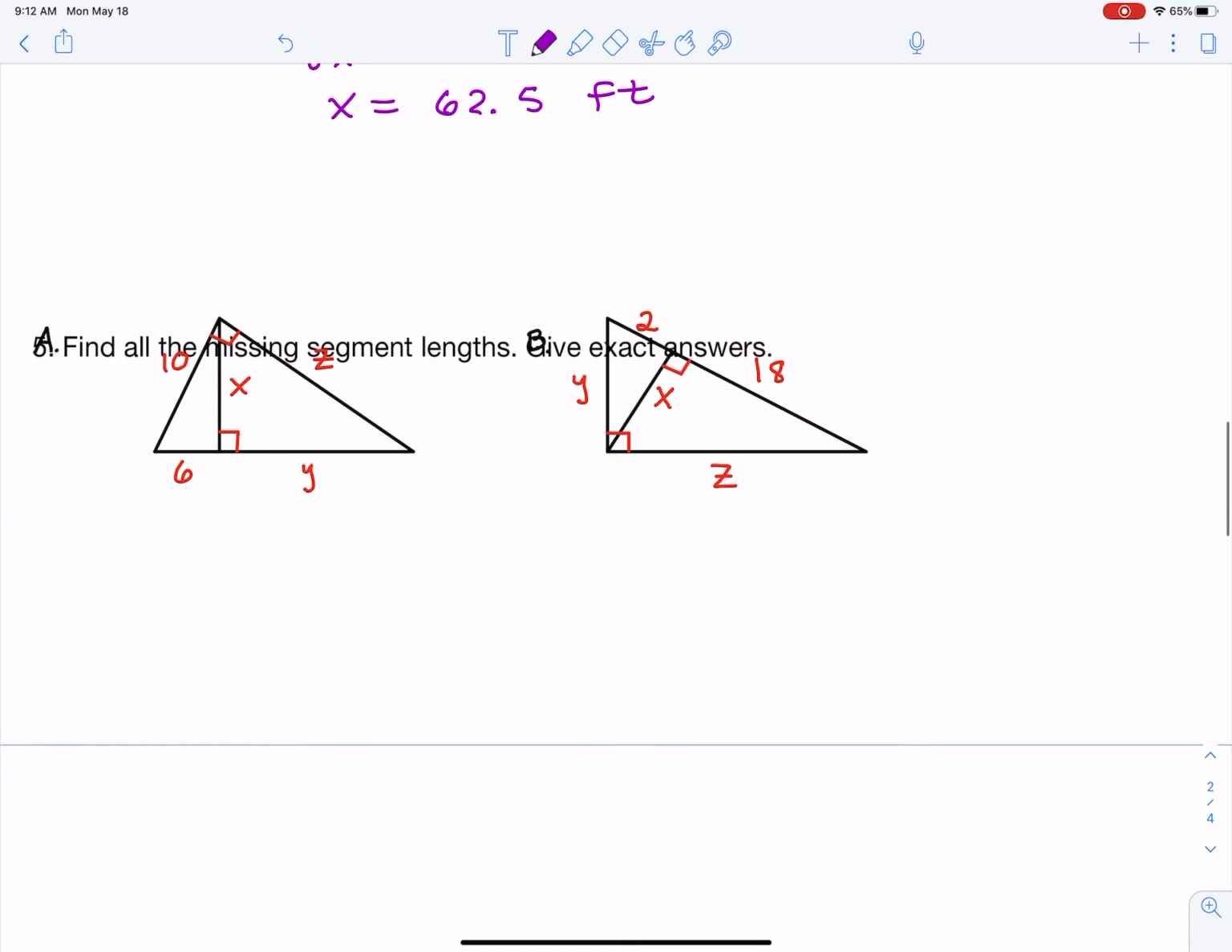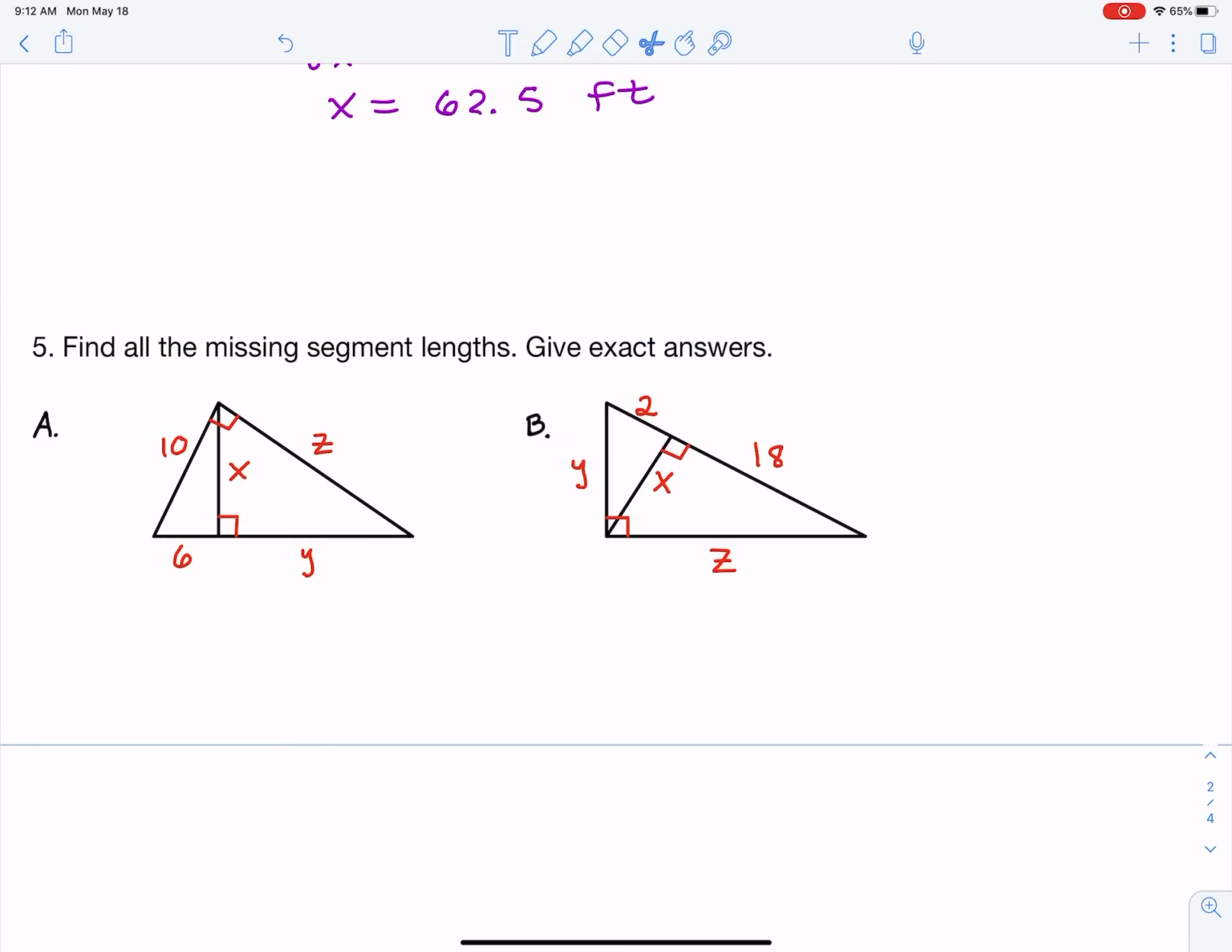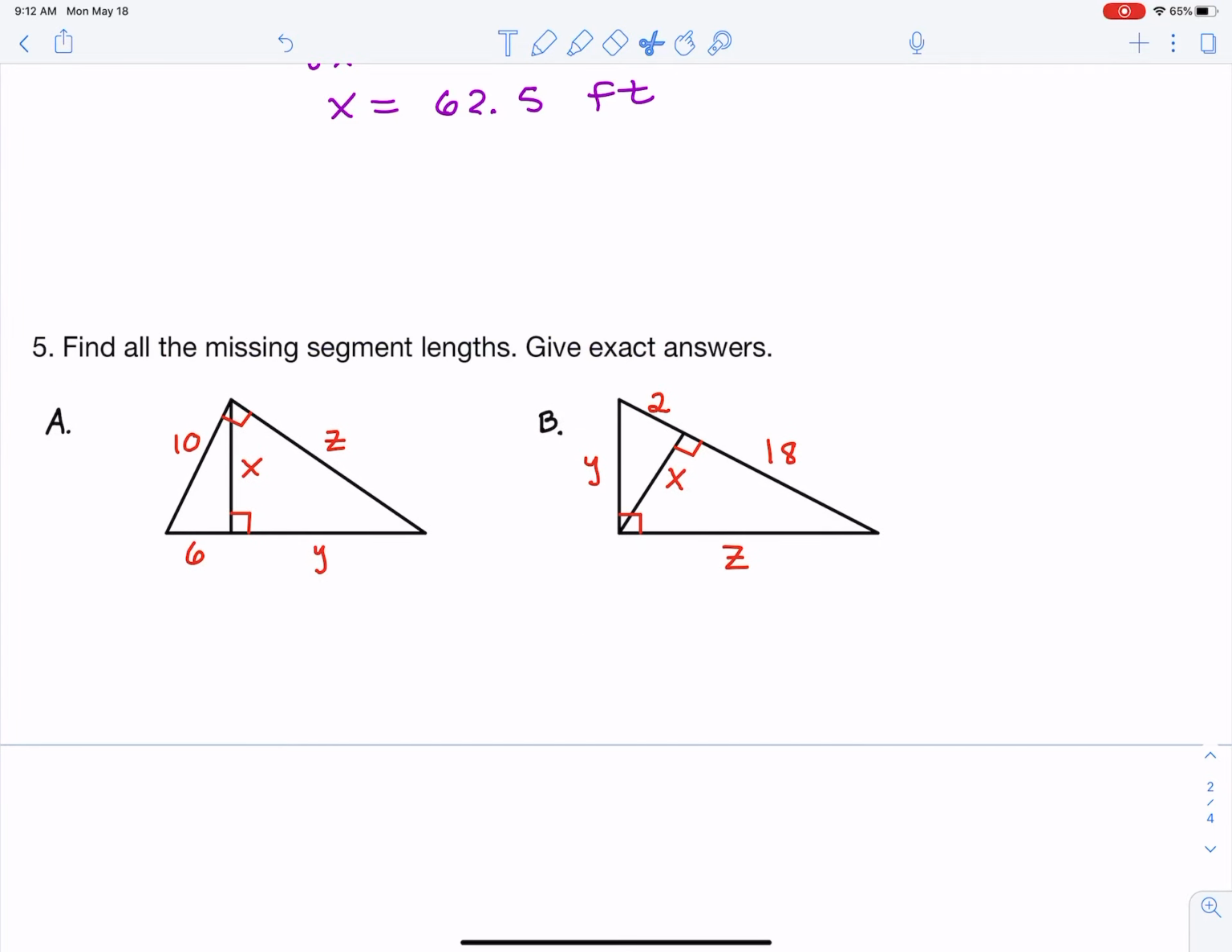Let's move along. This got moved when I was doing stuff, so I'm going to lower this here. Okay, find all the missing side segment lengths. Give an exact answer. You've seen this before. This was one of the lessons that you've done, but let's remind you what's going on here.